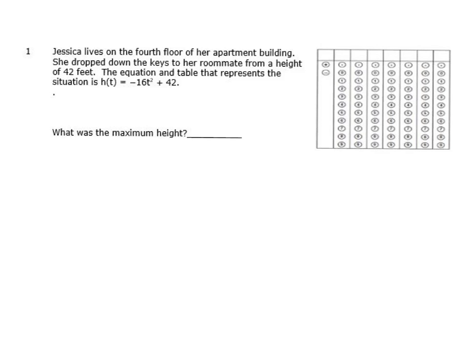On this first question, we are asked to find the maximum height. Here, it tells us that Jessica is dropping from a height of 42 feet. So if she's dropping, it's going to go straight down, which means our maximum height is that 42.